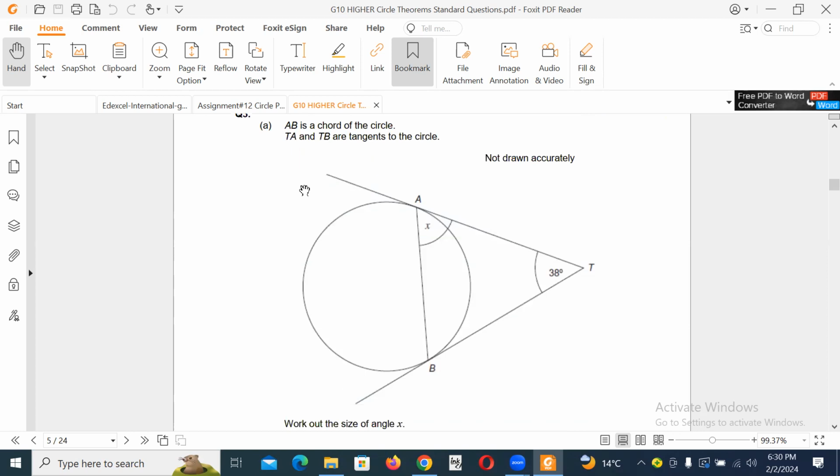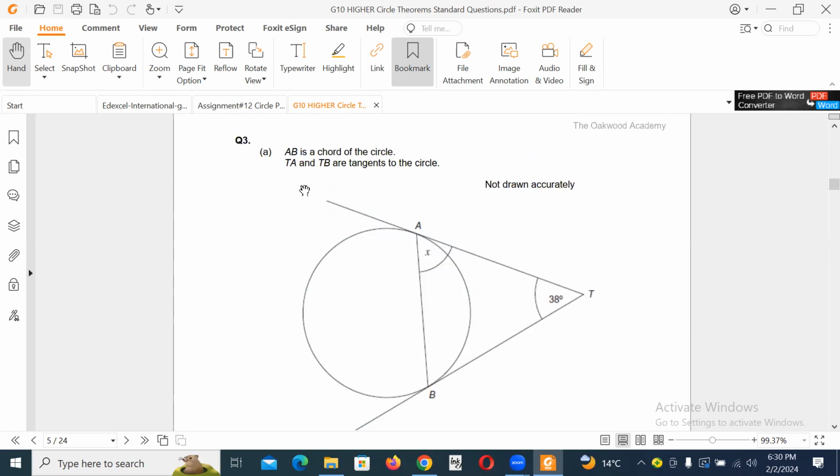Question number 3. Here we can see that there are two tangents, AT and BT. So AB is a chord of the circle, and TA and TB are tangents to the circle. Remember that if we have more than one tangent from a point, these tangents are equal in length, and if they are equal in length, then their base angles are the same.